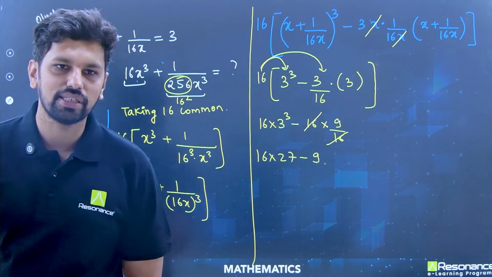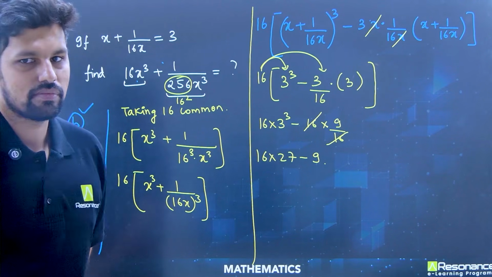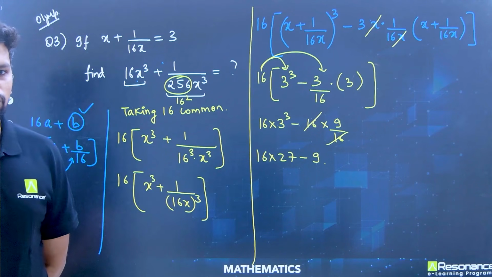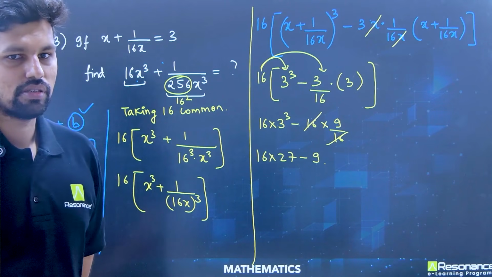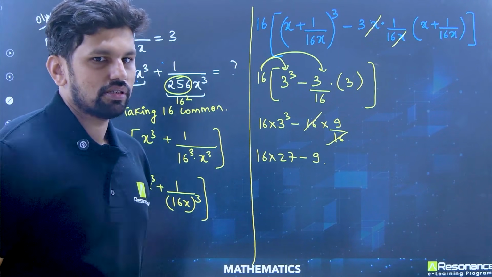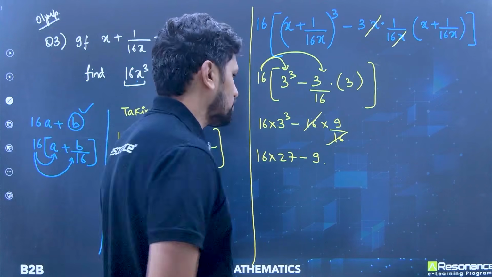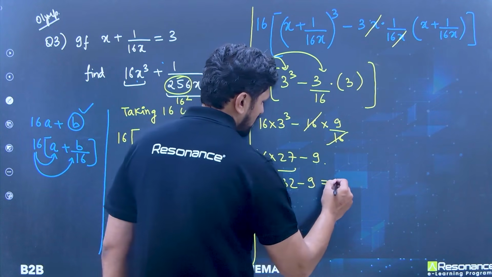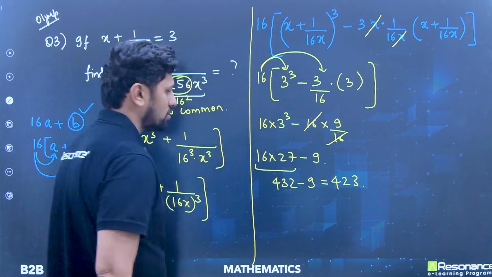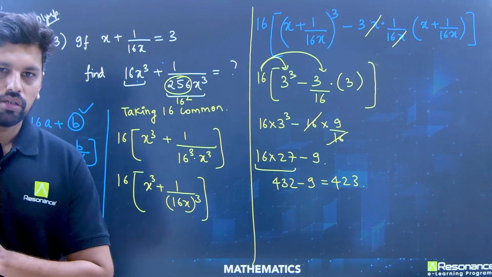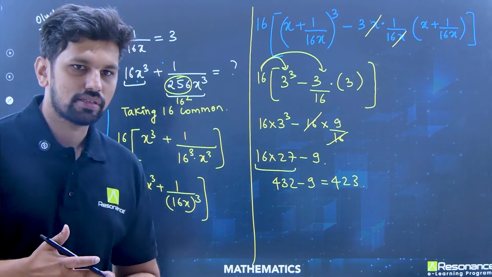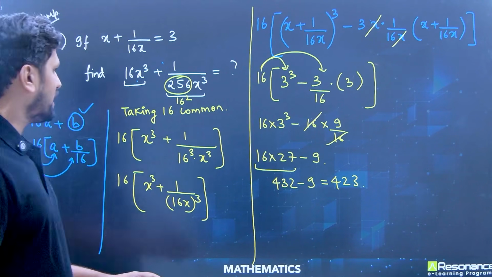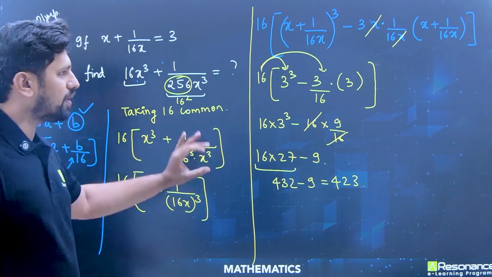What is 16 into 27? 423? No. 432. Very good. 16 into 27 is 432 minus 9. That is 423. 423 is the final answer. So it was direct, based on the formula of a cube plus b cube.